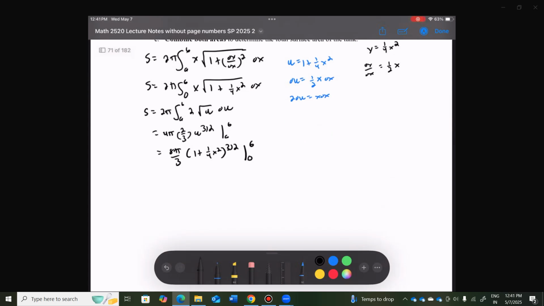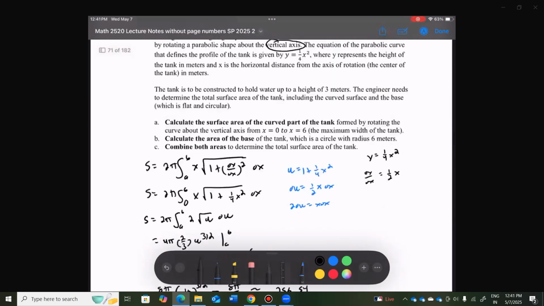Alright, so we end up with 8 pi over 3. So if we put in 6, I'll get 36 divided by 4 is 9, plus 1 is 10, so 10 to the 3/2 minus, at 0, I'll just get 1. And if I plug this in a calculator, I get about 256.54. Okay, so that's the calculated surface area of the curved part of the tank.